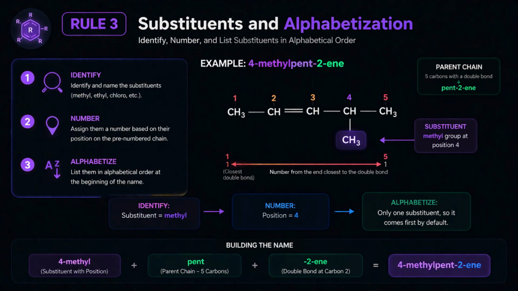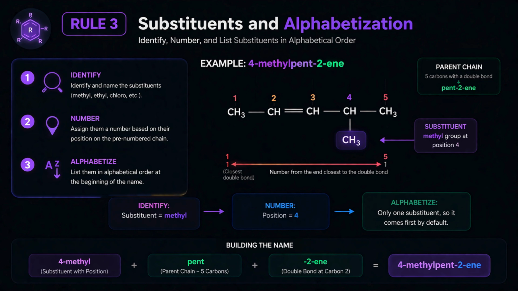Now let's move to Rule 3, substituents and alphabetization. Once we have identified and numbered the parent chain, the next step is to focus on the groups attached to that chain. These are called substituents. Step 1. Identify and name the substituents. Common substituents include methyl, ethyl, chloro, and others. In this example, we can clearly see a methyl group, which is a carbon trihydride group attached to the main chain.